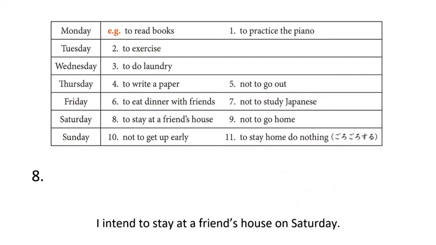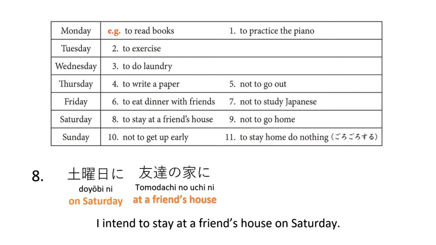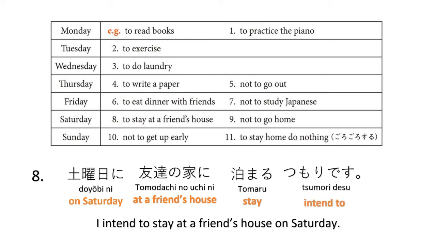Next, Saturday. I intend to stay at a friend's house on Saturday. Saturday in Japanese is doyobi. Doyobi ni tomodachi no uchi ni tomaru. So, tomaru means to stay overnight. Tsumori desu. Doyobi ni tomodachi no uchi ni tomaru tsumori desu. I intend to stay at a friend's house on Saturday.